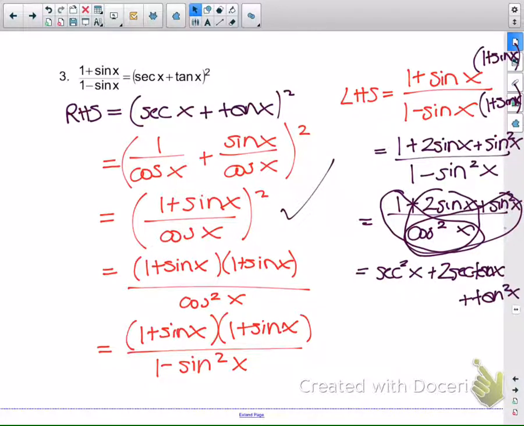Could you do 1 minus sine x over 1 minus sine x and multiply it? Or no, 1 minus sine x over 1 minus sine x, and then times that to the whole one? You could. It might work that way too. Yeah. Okay. All right.